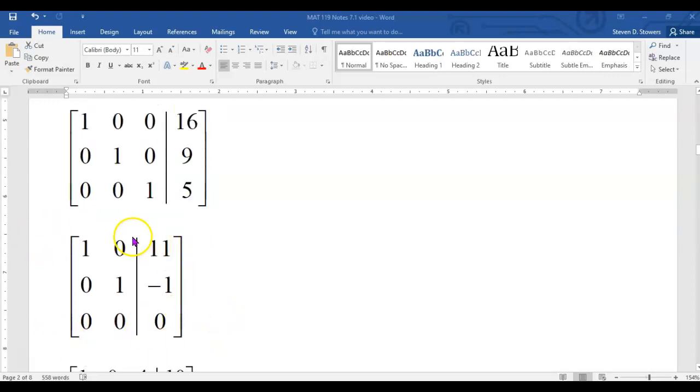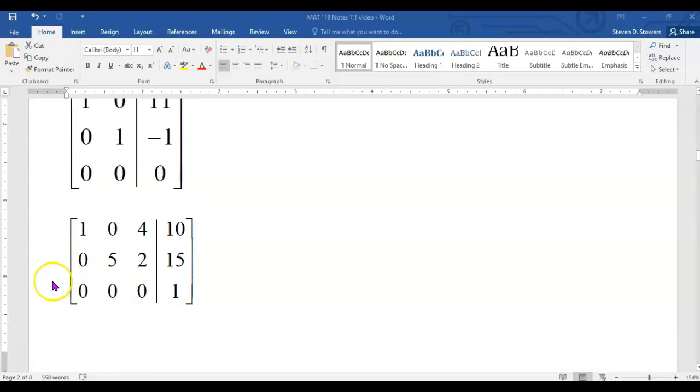What about this example? If there is a row of all zeros, it has to be at the bottom. Well, yep, there's a row of all zeros, and it is at the bottom. The first non-zero entry in each row has to be a 1. Check. Those leading ones get further over to the right as we go down. Check. And then everything above and below those leading ones has to be a 0. Check. So this is in reduced row echelon form.